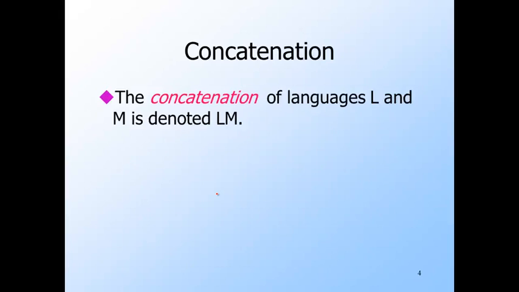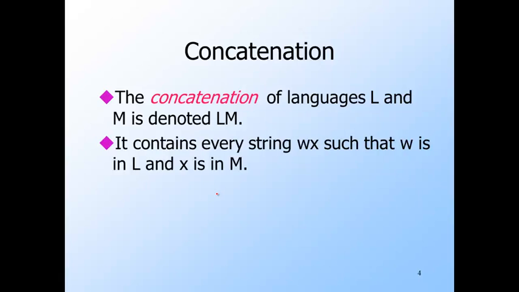Concatenation is also a fairly simple operation. We'll denote the concatenation of two languages, say L and M, by juxtaposition, that is, L, M with no punctuation in between them. The language LM contains every string that is W concatenated with X, such that W is in L and X is in M.